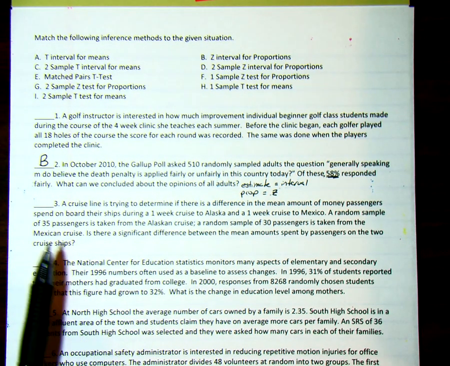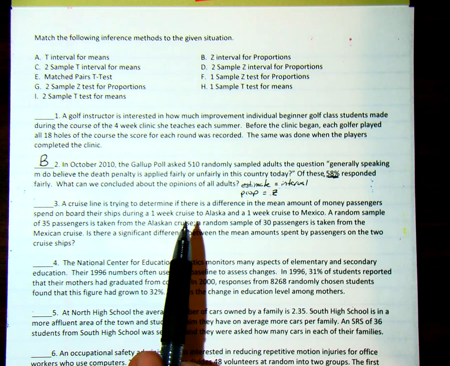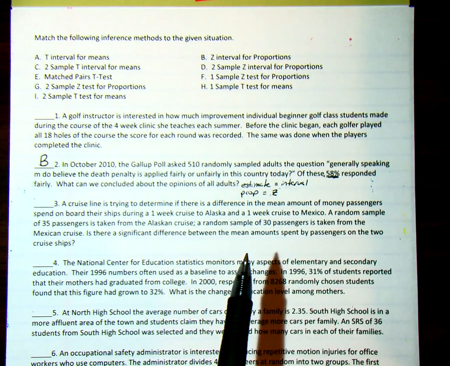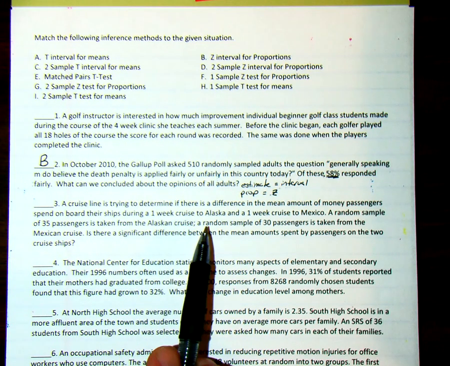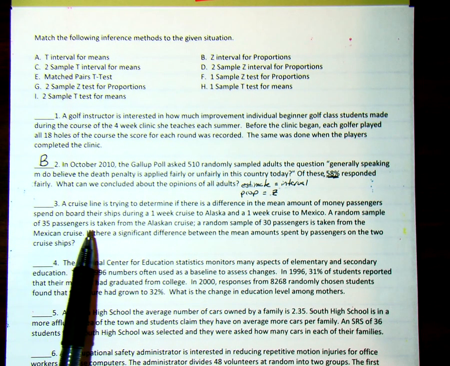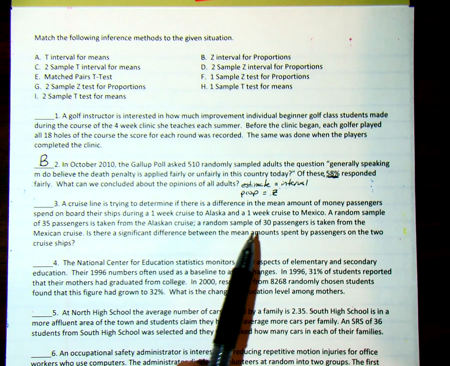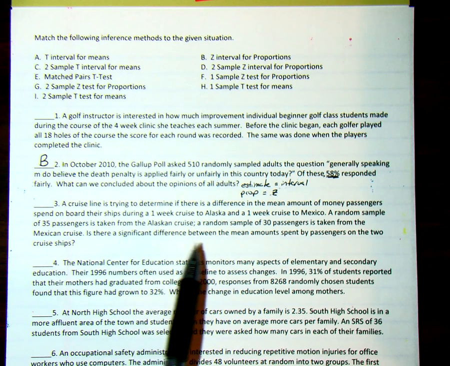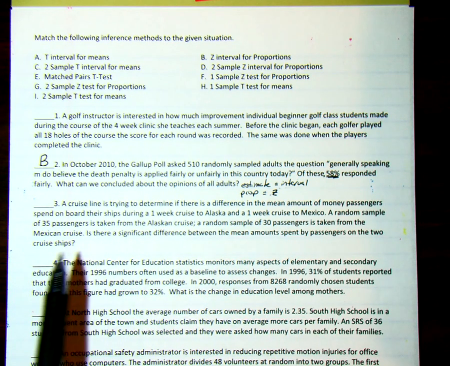Okay. A cruise line is trying to determine if there is a difference in the mean amount of money passengers spend on board their ships during a one-week cruise to Alaska and a one-week cruise to Mexico. A random sample of 35 passengers is taken from the Alaskan cruise, and a random sample of 30 passengers is taken from the Mexican cruise. Is there a significant difference between the mean amount spent by passengers?